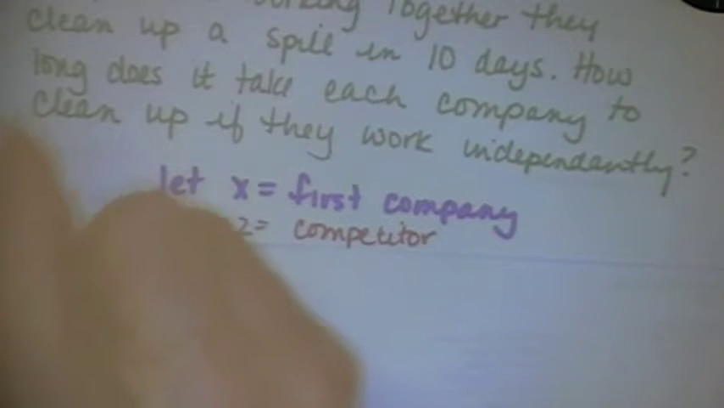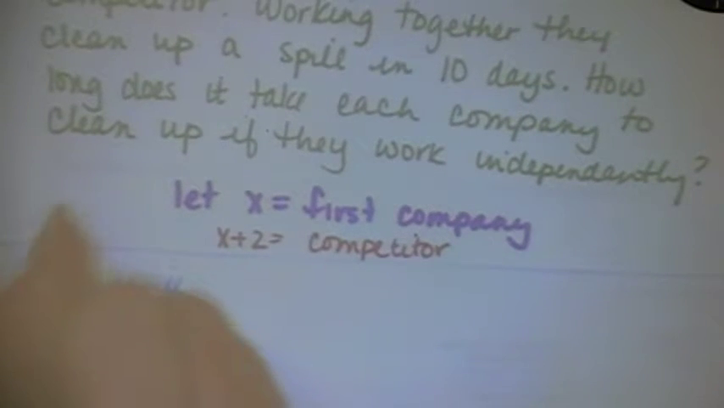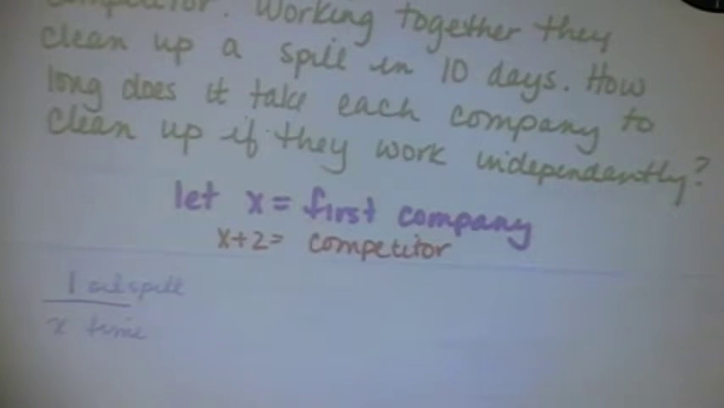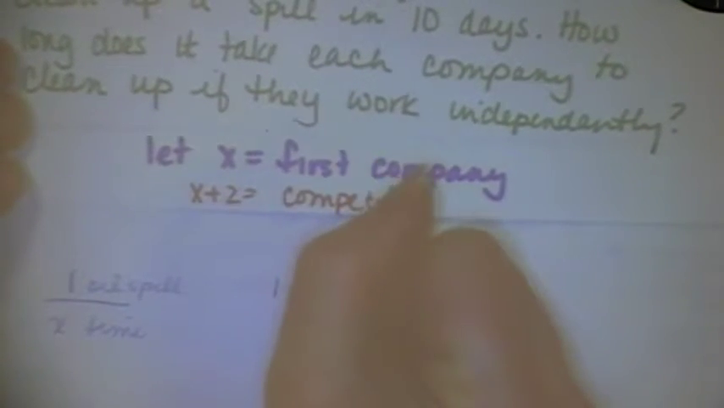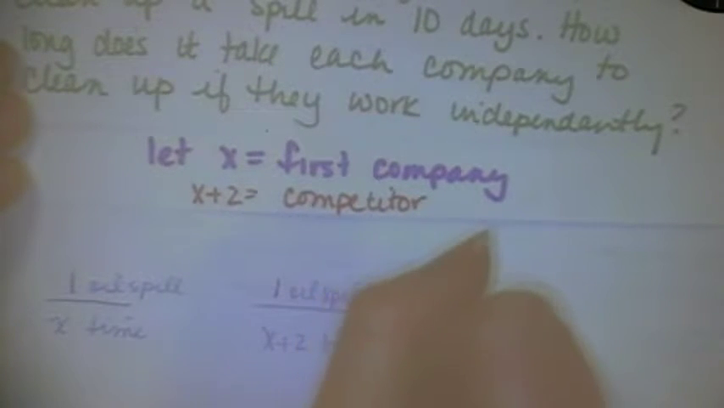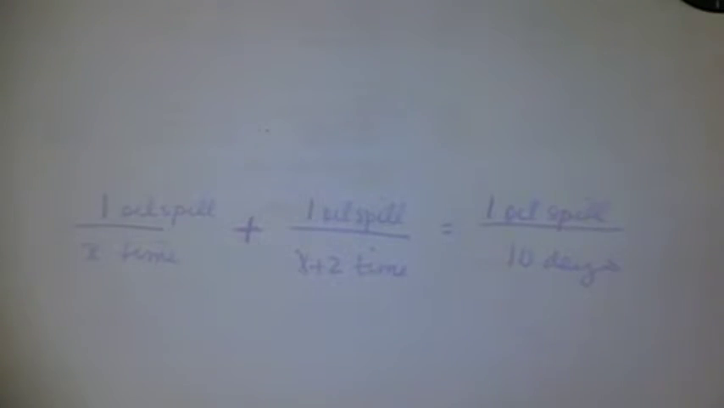The first company can clean up one oil spill in X amount of time. That's the first company. The second company can clean up one oil spill in X plus 2 amount of time. If they work together, that'll be addition, then they can clean up one oil spill. They're still, it didn't change the fact that it's one oil spill in 10 days. So that's it. That's our problem.